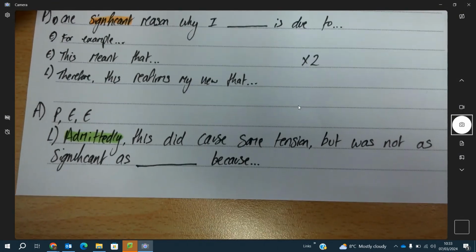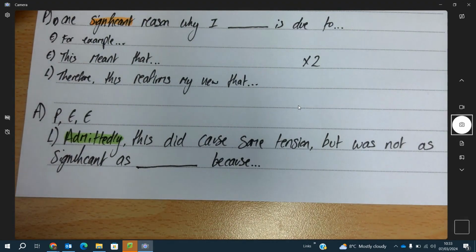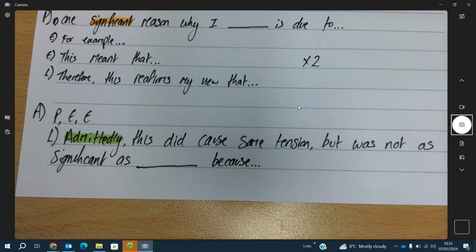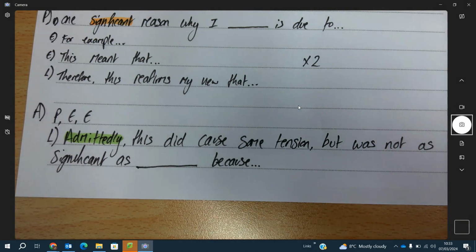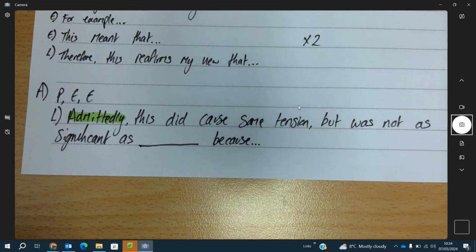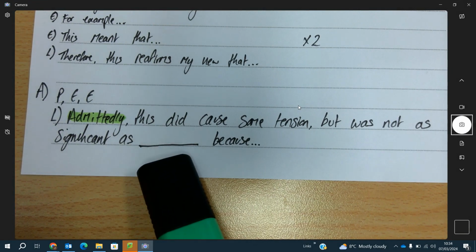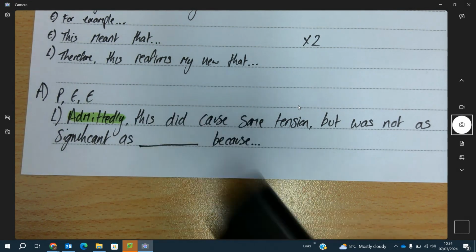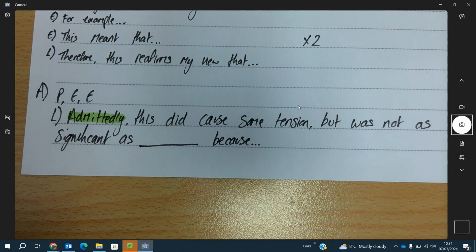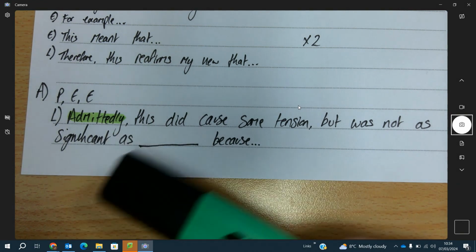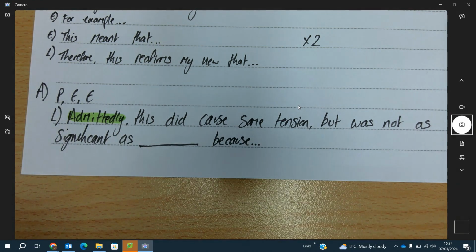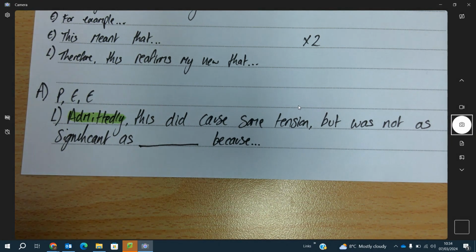Because ultimately, I'm not going to be saying some total nonsense about what other historians might believe. I'm going to acknowledge the fact that actually they probably have a valid point, but it's just not what I agree with. So admittedly, this did cause some tension, but was not as significant as whatever my view originally was. Okay, so whatever my view was that was the original big tension maker, I'm just going to put it in there and then explain why. Okay, so that word admittedly is really important because it just shows that you don't agree with what this other person has said, but you acknowledge that it does have some weight. It does have some importance, but it's just not as important as your view.